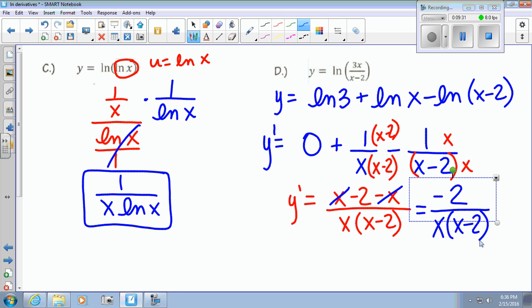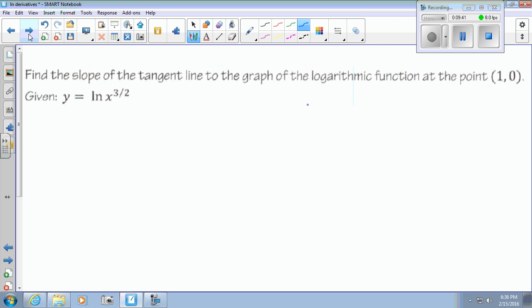Be sure that you write question marks beside anything that you're not sure about. Okay, now anything that we've been asked to do with derivatives before, we can be asked with derivatives that involve ln's. So let's look at this next example.